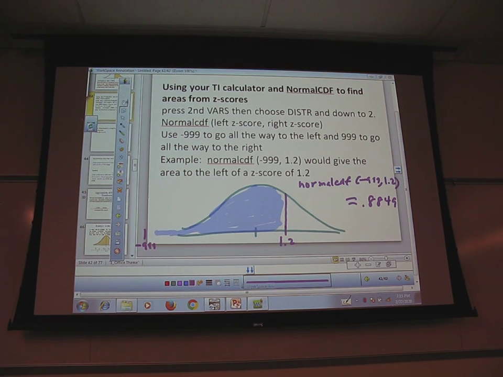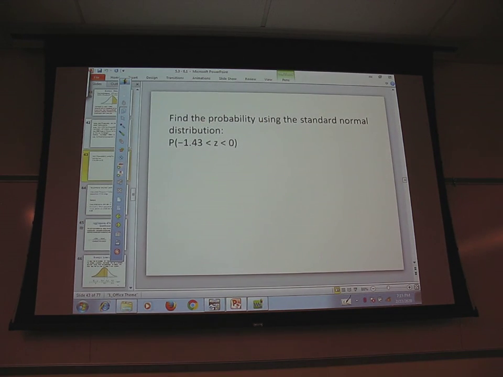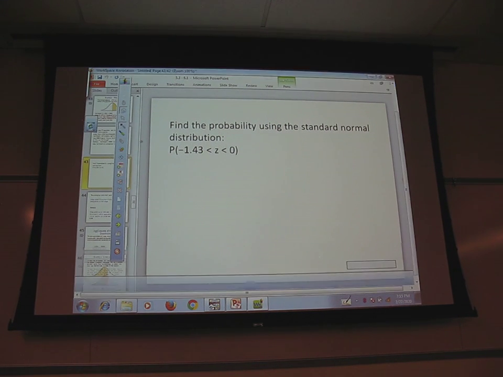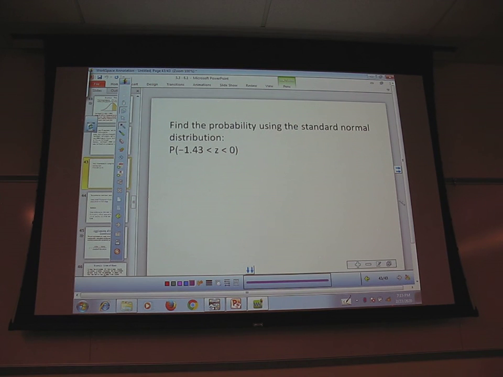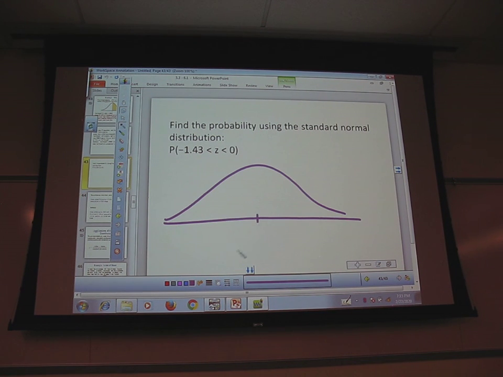Let's do another one together. Find the probability using a standard normal distribution. Is this on your notes? Yes? No? Oh, I think it's later on. Sorry. I'll do this one. That's fine. We can do this one. So put a little dot in the middle.